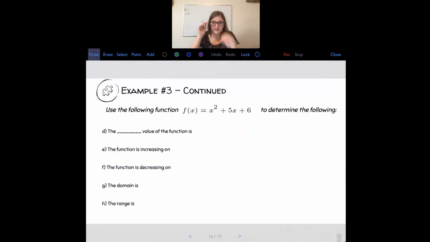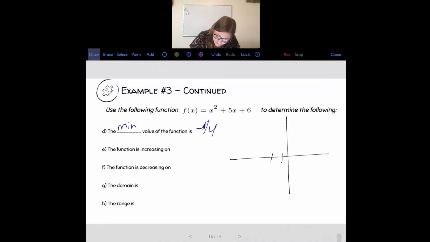So again, we have the same function, and we're determining, so if it opens upward, we have a minimum value, and the minimum value is the y-coordinate, okay, of the vertex. And then we can visualize this one as well, negative 5 over 2, negative 1/4, so that's something like this, and it opens upward. Okay, and this is negative 5 over 2, comma negative 1/4.